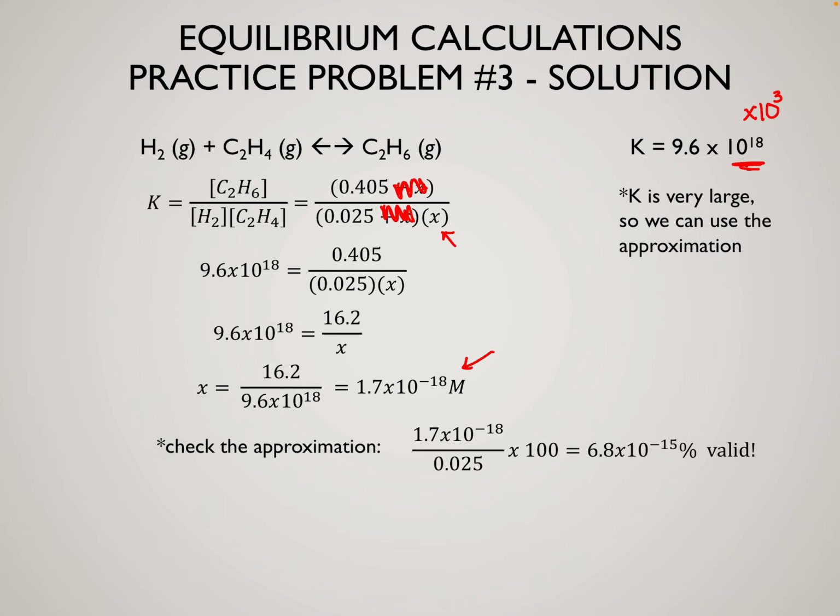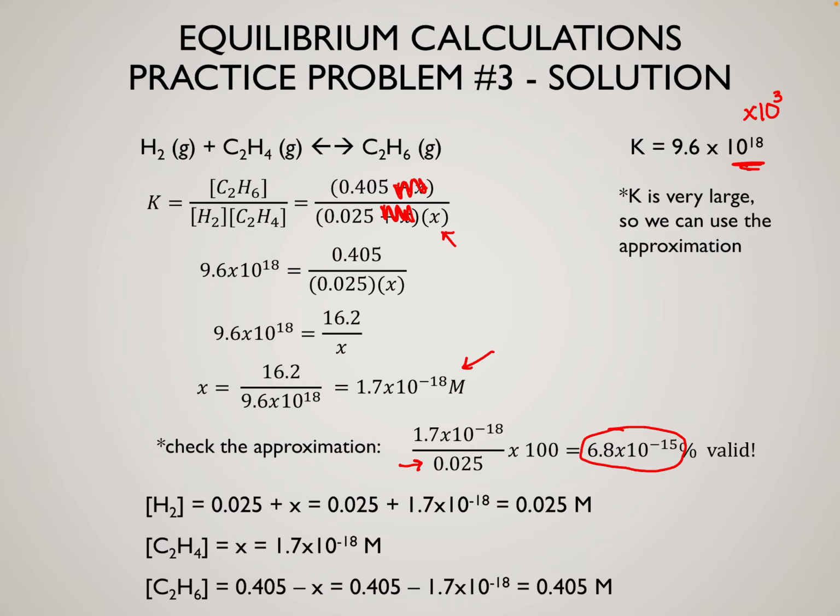So we have our change over our initial concentration. And I always pick the smallest initial concentration down here just to be sure that this approximation really will work for all of our concentrations. Pick the smallest one. So we have our change over our initial concentration times 100, and that's a pretty small percent. So it's definitely valid, very, very valid that we use this approximation.